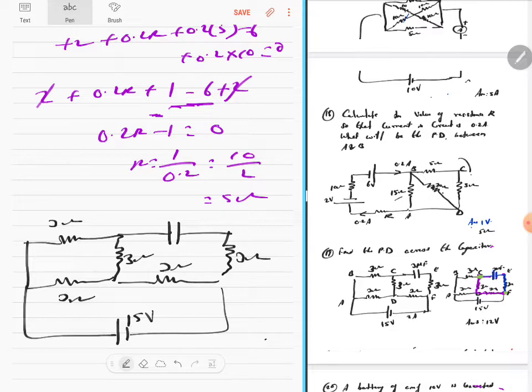What is the meaning of it? Potential difference across the capacitor means just across this, only that part. Which means you need to, let's name it as A and B, or whatever I named it as.